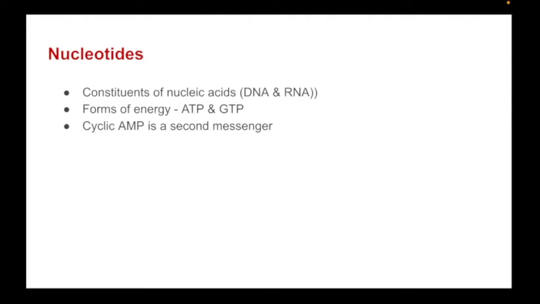Nucleotides such as ATP and GTP are forms of energy. ATP is the primary carrier of energy in cells and provides energy for various processes. GTP energy is used for protein synthesis and gluconeogenesis. GTP is also essential for G protein coupled signal transduction pathways during cell signaling. Cyclic AMP is also a second messenger and it is involved in cell signaling.